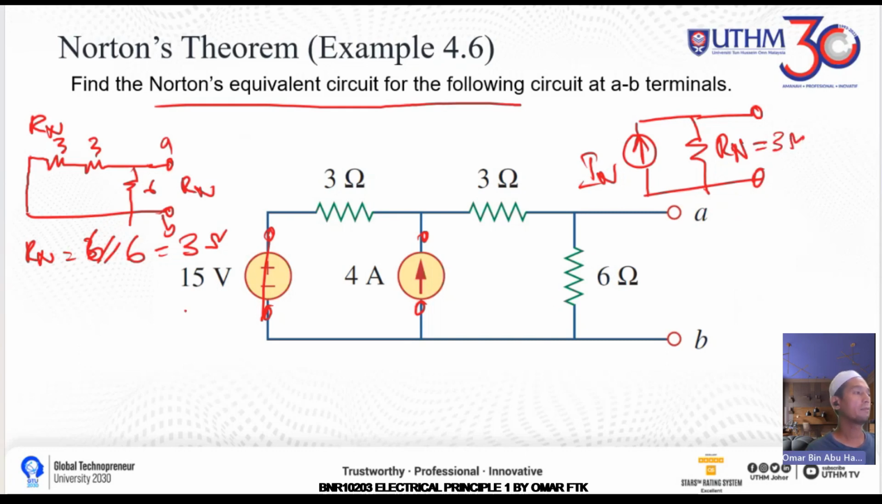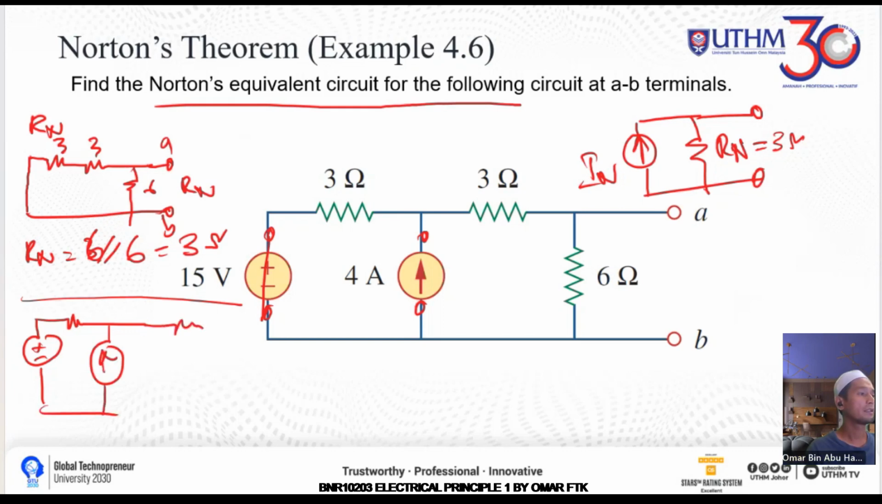Then for your IN, you can just redraw again and do the analysis for your circuit. Then you have a current here, and for the 6 ohm resistor, you can just eliminate it, because when you short circuit the terminal AB, all the current will pass through terminal AB instead of the 6 ohm resistor. So this one is IN, this is 3, this is 3, and then this is 4 ampere, and this one is 15 volt.